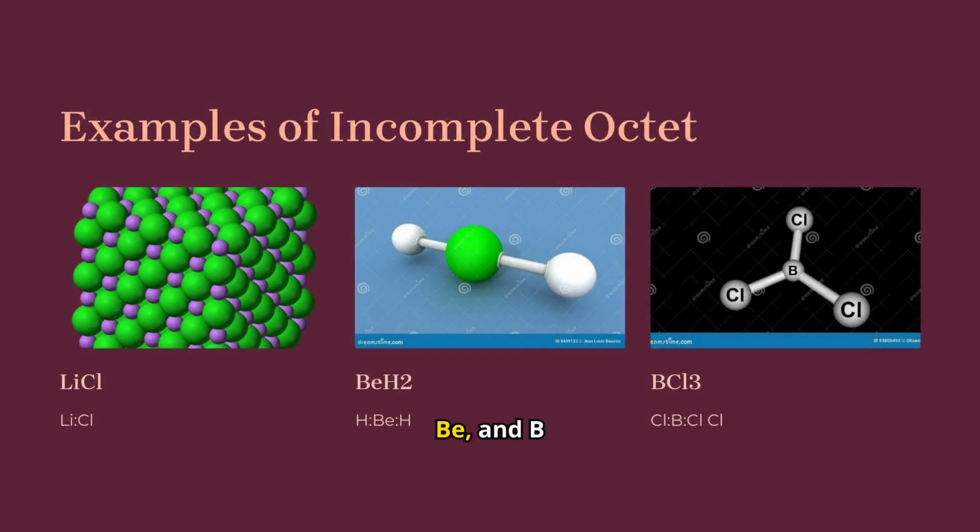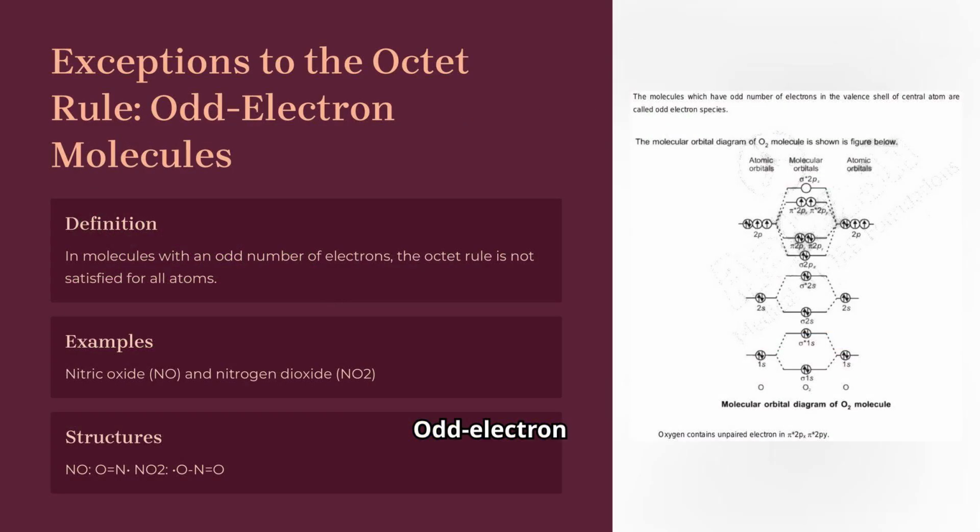Elements like Li, Be, and B exhibit incomplete octets, forming stable compounds with less than 8 electrons around central atoms, challenging the traditional octet rule. Odd electron molecules like NO and NO2 defy the octet rule, resulting in unpaired electrons in their structures, demonstrating the rule's limitations in certain scenarios.